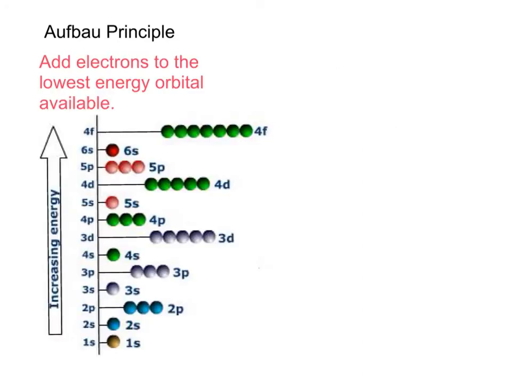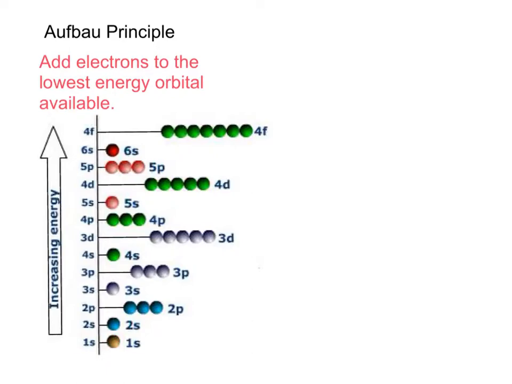Alright, the first principle we want to talk about is called the Aufbau principle. What this generally states is that you add electrons to the lowest energy level of the orbital available. So what does this mean? Well, if you look down, you see the 1s here at the bottom. That is our lowest available energy level, so the electrons would start filling in here.